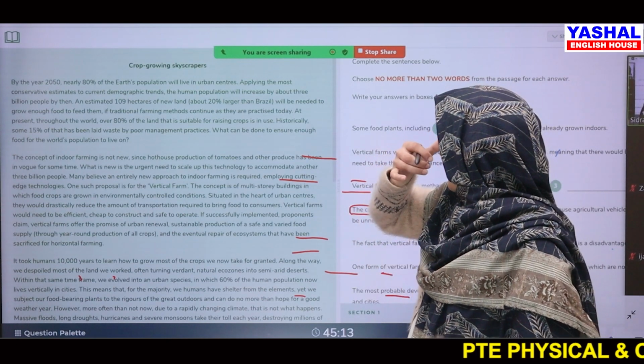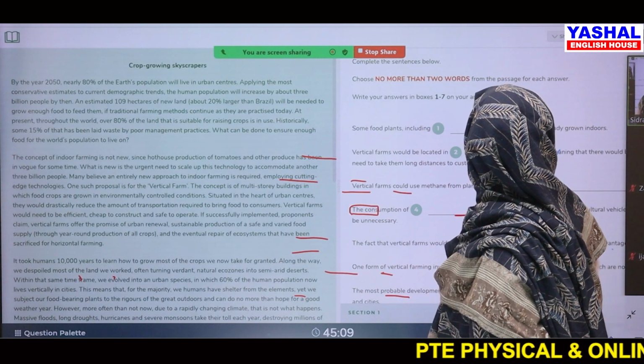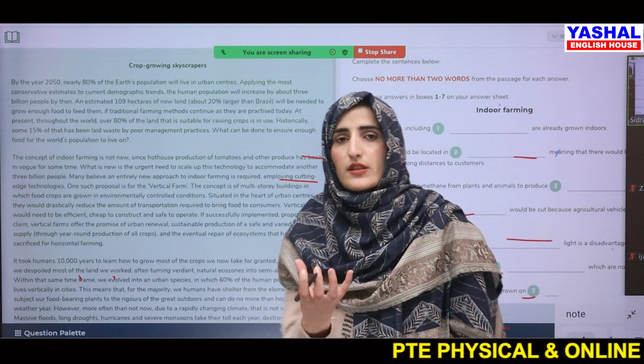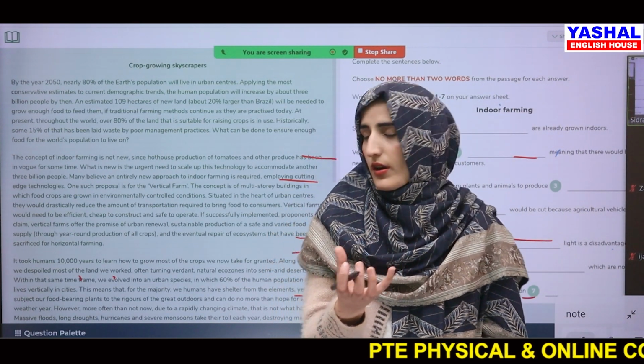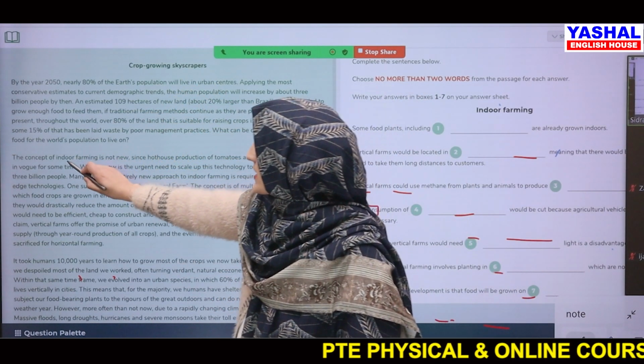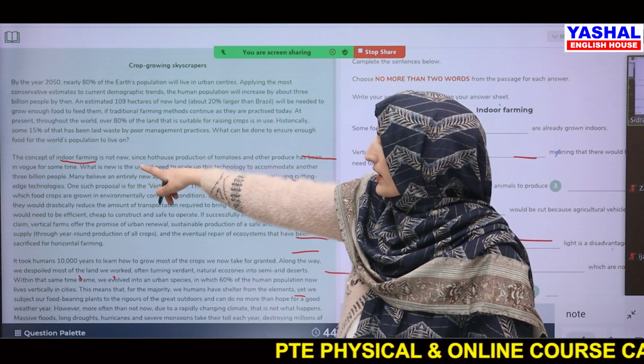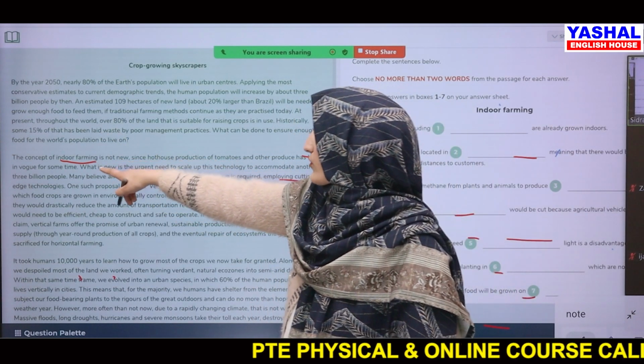Okay, no problem. So the first question was: some food plants including dash are already grown indoors. They are talking about indoor farming, indoor food. So we have read the first 2 paragraphs. The concept of indoor farming is here. You can see in the second paragraph, in the first line, indoor farming.